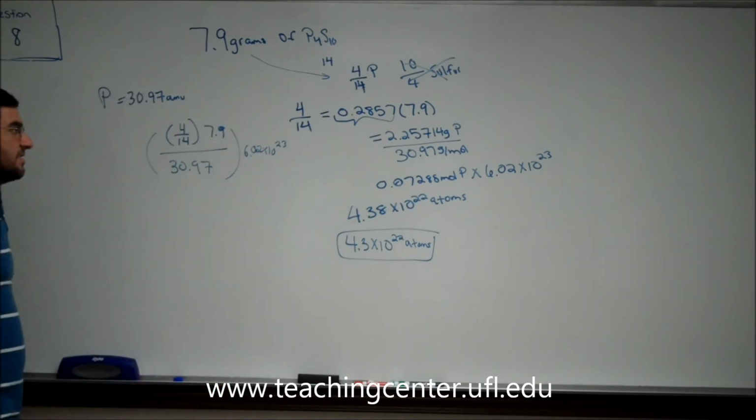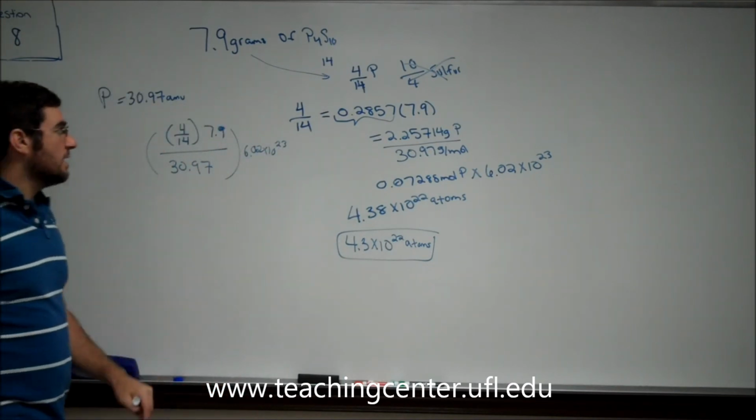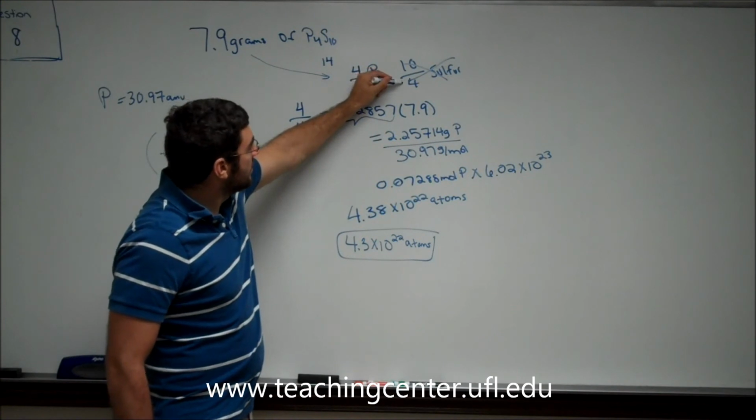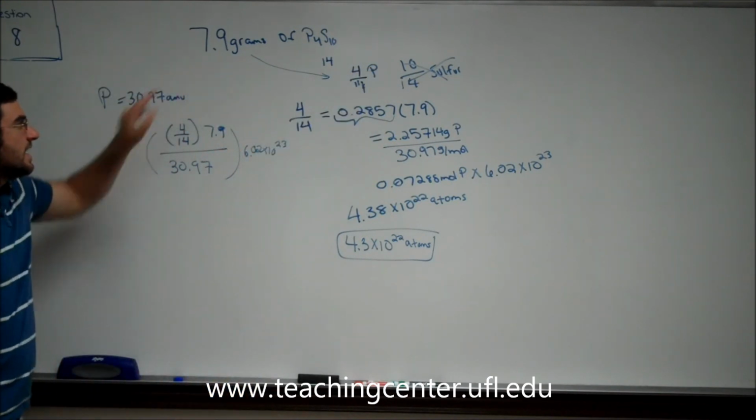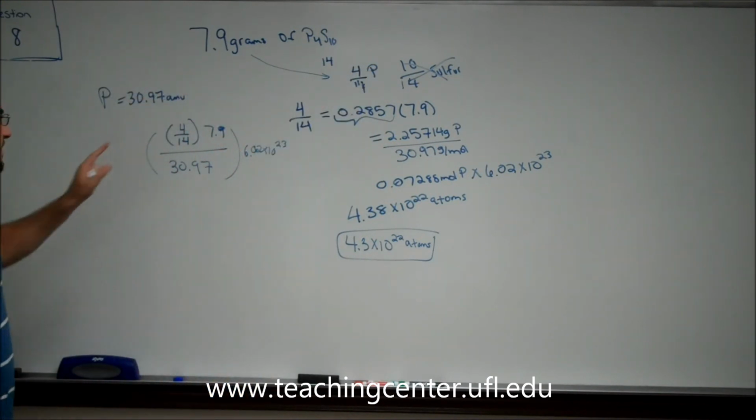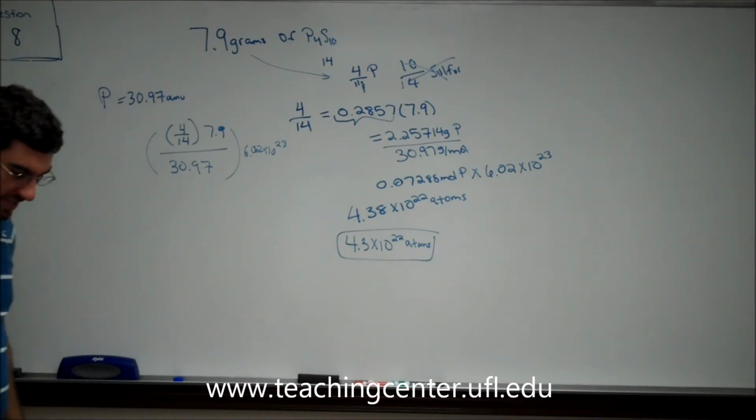So if he asked us to do this for sulfur, we would do the same thing, except we would do 10 out of 14 times 7.9 divided by the molar mass of sulfur and multiply it by the 6.02 times 10 to the 23rd.